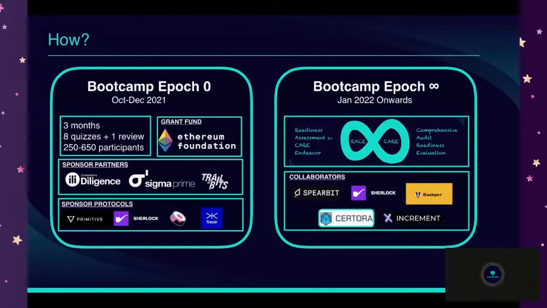And CARE here stands for Comprehensive Audit Readiness Evaluation. So it's another term for a security review, but it's not an audit. It happens before an audit. It's really audit readiness. So all the learnings from the various checklists that participants have understood, they apply on the protocol that collaborates with Secureum in that one week. So it's a one week effort.